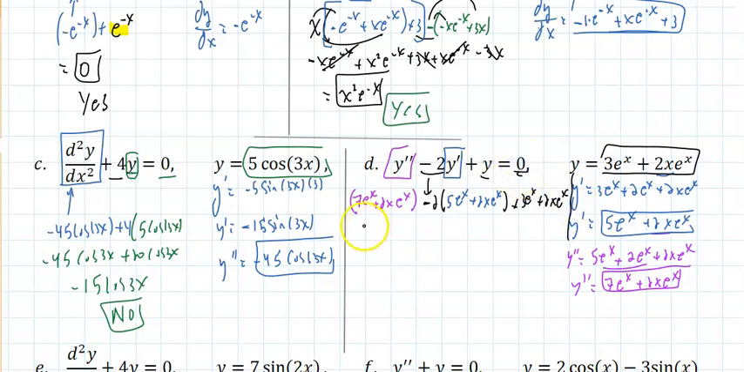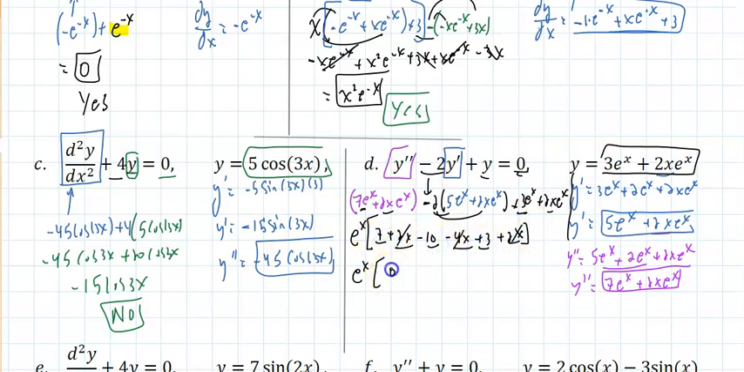And let's see if you get a 0. This would be 7e to the x. Actually, if I factor e to the x out of that, that will make my life a lot easier. If I factor e to the x, I will have a 7 plus 2x minus 10 minus 4x plus 3 plus 2x. I will get e to the x times negative 4x plus 4x, that cancels out, and 7 plus 3 is 10, minus 10, that's 0, and any quantity times 0 is 0. So my answer is yes, it is a solution.